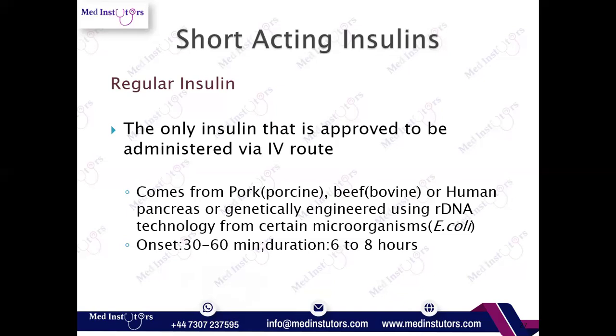So remember, initially our regular insulin was taken from the porcine source, sometimes the beef source, and even from the human pancreas. But later on, recombinant DNA technology using E. coli revolutionized the mechanism of synthesis of short-acting regular insulin. Onset is within 60 minutes, and it can last for 6 to 8 hours.